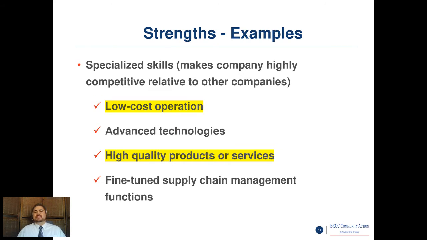So some examples of strengths: specialized skills make a company highly competitive relative to other companies. A low-cost operation could be an example of a strength. If you're working out of a home office, you have a lower cost operation than if you were renting a building downtown. This is important because it can definitely add to the bottom line profits of a business by keeping a low-cost operation. Advanced technologies.